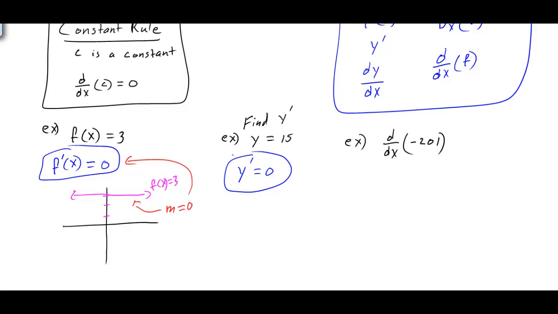Now, if you look at our third example, notice the notation here is d dx, the derivative of negative 201 with respect to x. This notation here is actually telling you we want to take the derivative of negative 201. So for this case, you really don't need any more information other than this is telling you to calculate the derivative. So here, the derivative of negative 201 with respect to x, we know the derivative would simply be equal to 0.